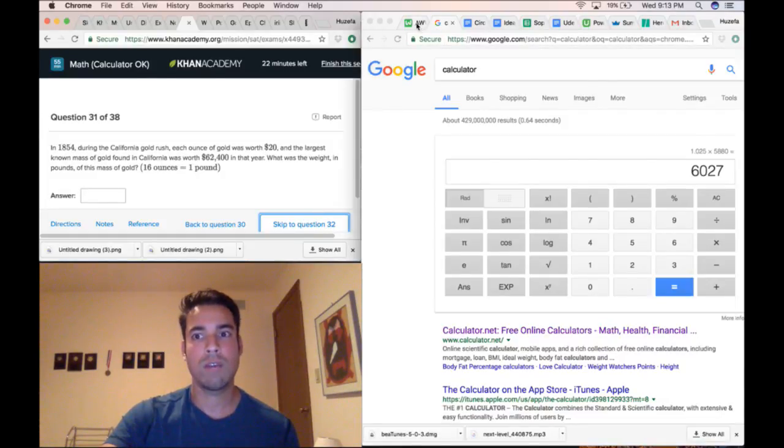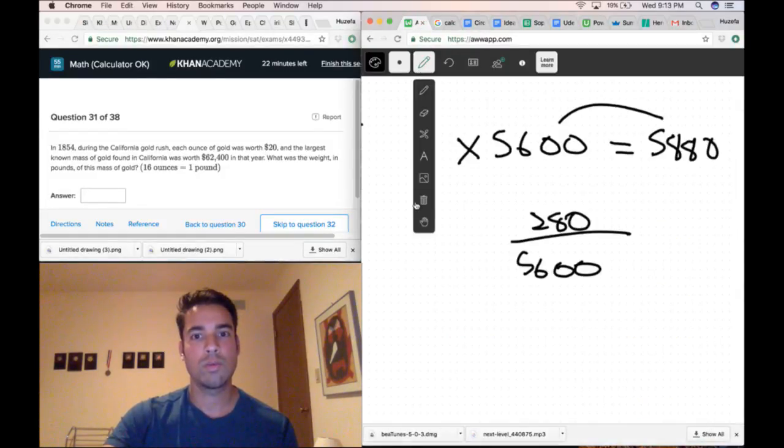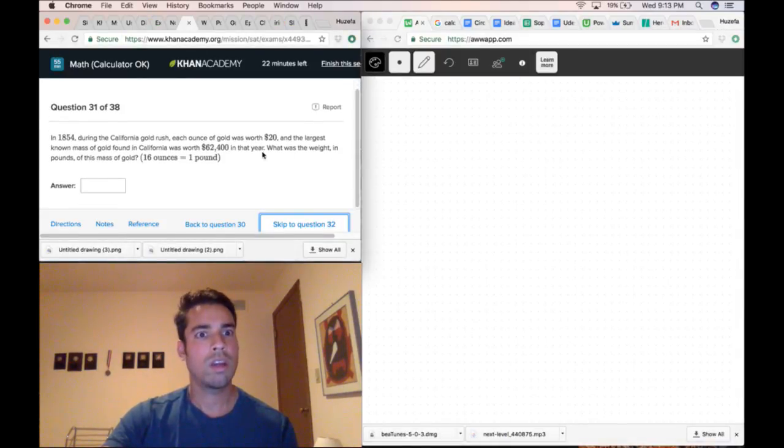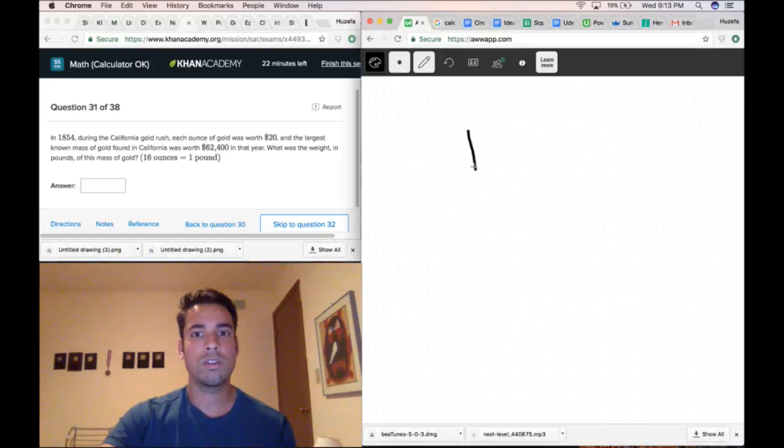Here we go, free response. So now we're in a good position. We've done some good work time-wise, and the first few are going to be much easier. During the California Gold Rush, each ounce of gold was worth $20, and the largest known mass of gold found in California was worth 62,400. What was the weight in pounds of this mass of gold?